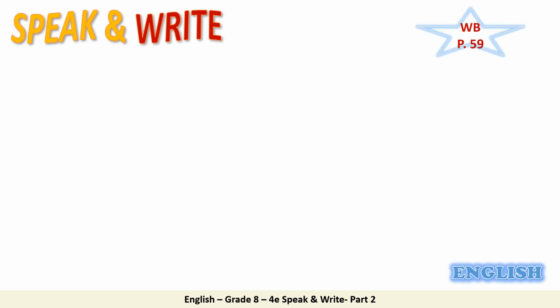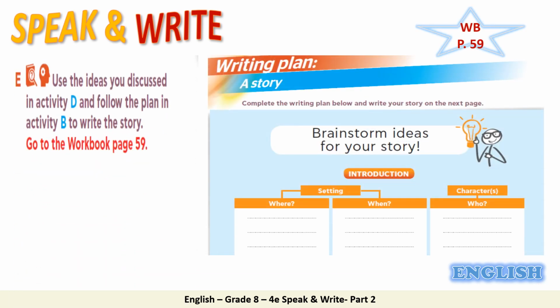Now open your workbook page 59. Here, we're going to start making our story's plan. First, you should mention where the story took place. Right, it's in the sea. When? Right, you can say last summer. Who are the main characters? Perfect, it's Billy and James. Good job.